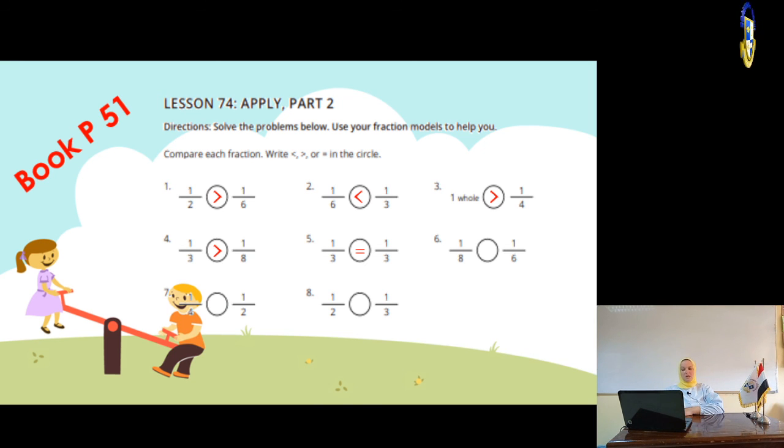Number 6, eighth and sixth. Eighth is smaller than sixth. Number 7, fourth and half. Fourth is smaller than half. Number 8, half and third. So half is bigger than, or greater than, third.